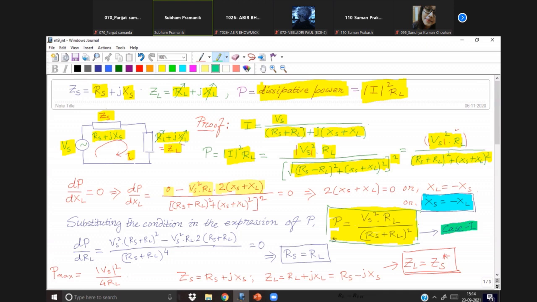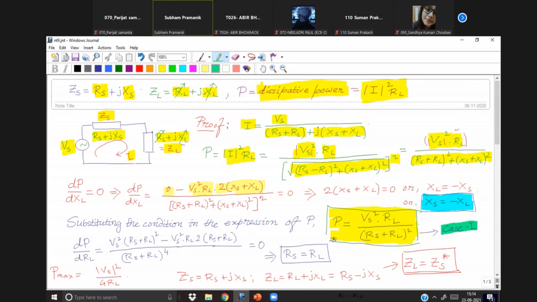Suppose the circuit is resistive, then what was the current? Vs divided by (RS plus RL). So current square should be Vs square divided by (RS plus RL) square, multiplied by resistor RL, that will be the power. So we are getting the same equation back as was the case for case 1. Now as the resistive component of load RL can also be varied, we need to find the condition for which power will attain its maximum by varying RL. That's why we are differentiating power with respect to RL, dP/dRL, set equal to 0.